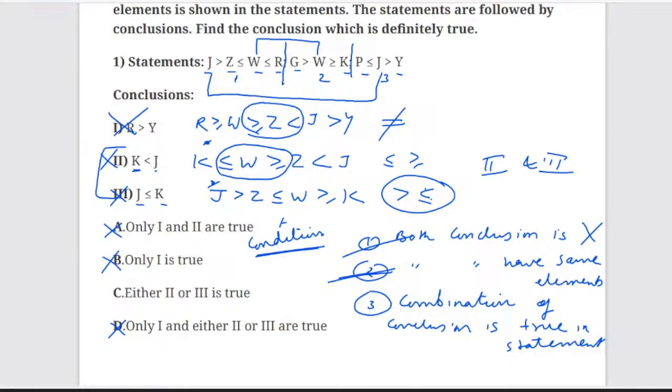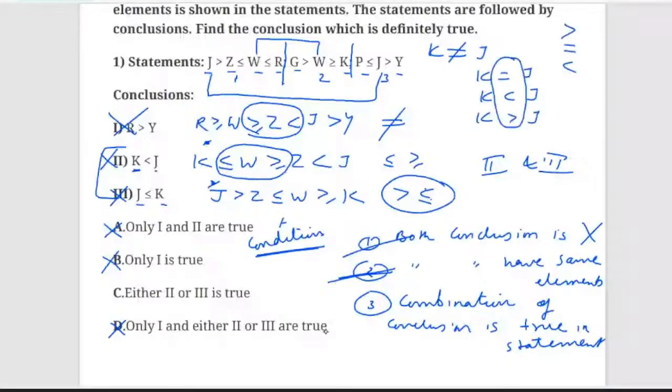In one place, that means K is not equal to J. That means what? K can be equal to J, or the relation can be K is less than J, or K can be greater than J. That means all the three relations can come. All these three. Now let us see. In the first conclusion, we have K is less than J.